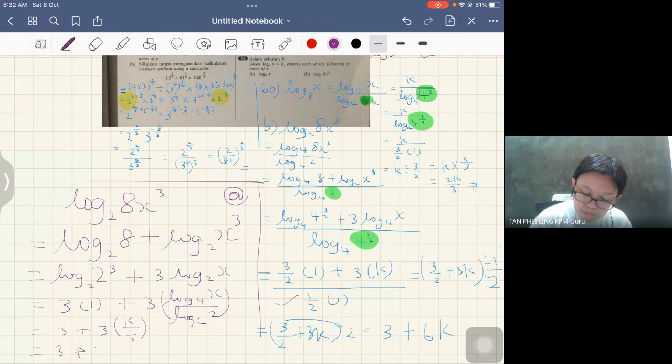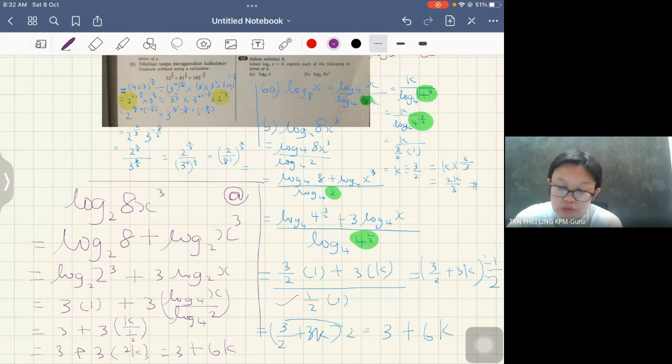2k here. This one becomes 2k here. Okay, so I'm going to get 3 plus 6k. So this one can be faster, because you don't have to deal with so many layers of fraction. Okay, so this is an alternative.